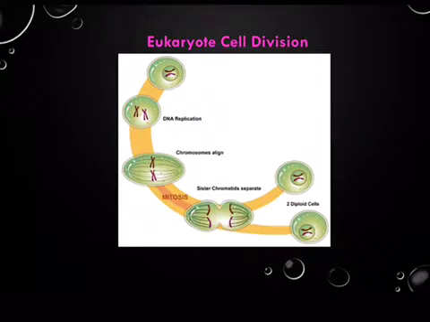So here's your little diagram. We start with the parent cell here. Then our DNA has replicated. Then our chromosomes line up in the middle. And eventually they pull apart since they were duplicated. And then we end up with two daughter cells.